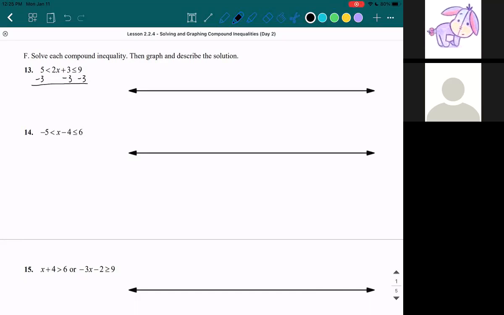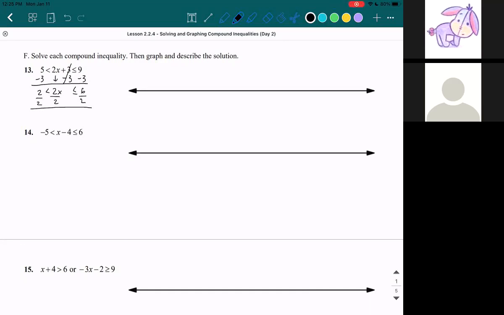So 5 minus 3 gives us 2. That's going to be our 2x. Those cancel out. 9 minus 3 is 6. Now we have 2 is less than 2x is less than or equal to 6. If you were just looking at 2x and you wanted to get x by itself, x is being multiplied by 2, so you do the opposite of multiplying, which is dividing. We're going to divide by 2 on all three sides.